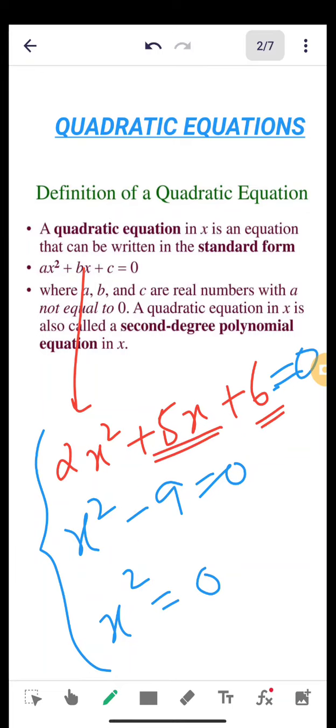Or the last term, this is called the constant. The constant term can also be missing. But the first term cannot be missing. That is the reason he is telling that the value of a cannot be 0. A cannot be 0, because if a becomes 0, this becomes 0, and it will be no more a quadratic equation. Okay, so these all are quadratic equations. It can have one term, two terms, or three terms.